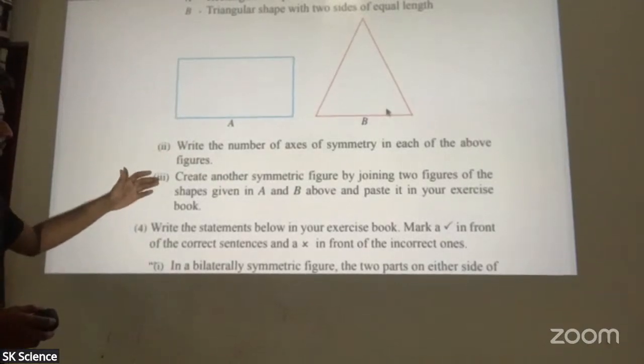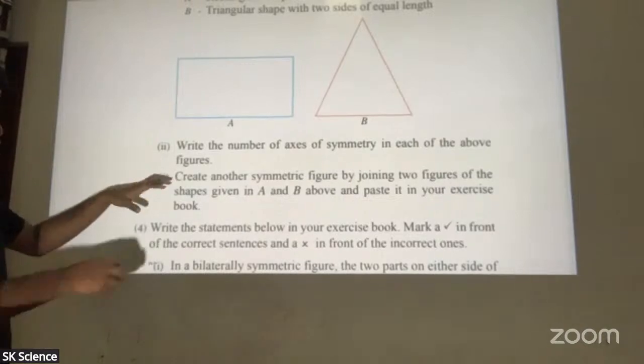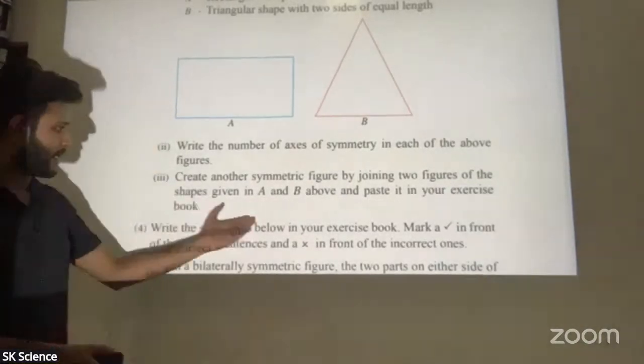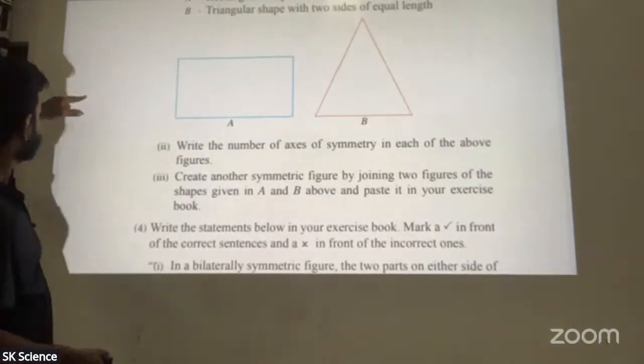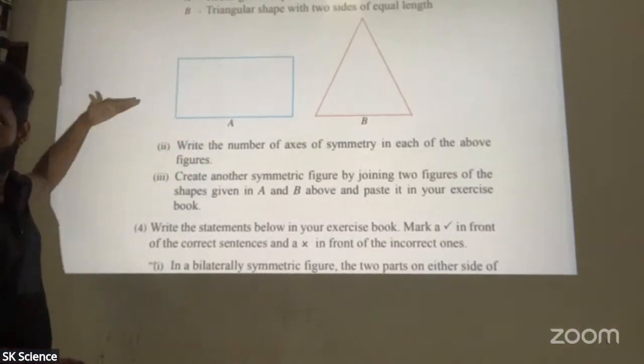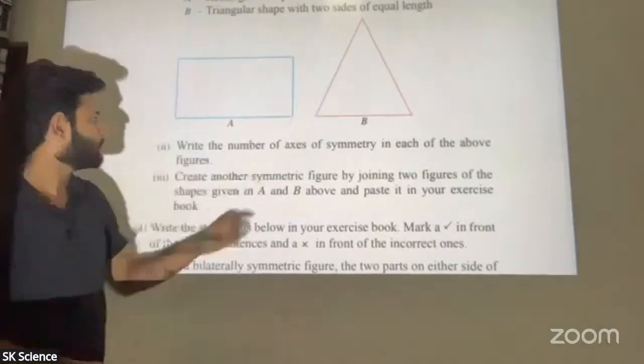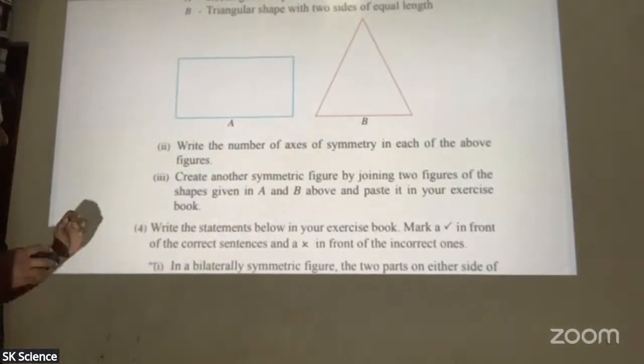Then create another symmetric figure by joining two figures of the shapes given, A and B. You can join these two figures. This triangle can join here. Then you can cut along this axis. Create another symmetric figure, right?